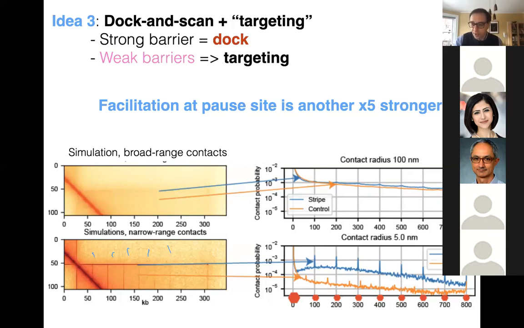nano-C. So they will start generating these stripes. Again, that's relative to control. They will start generating these enrichments. If I simulate Hi-C, I'm not going to see them. They're just completely invisible, these local enrichments.